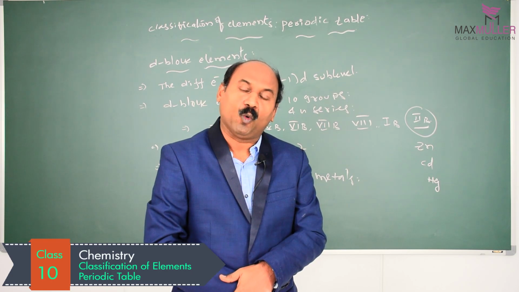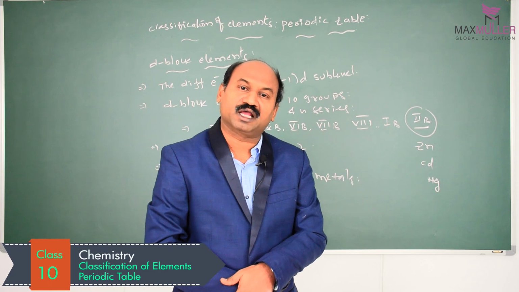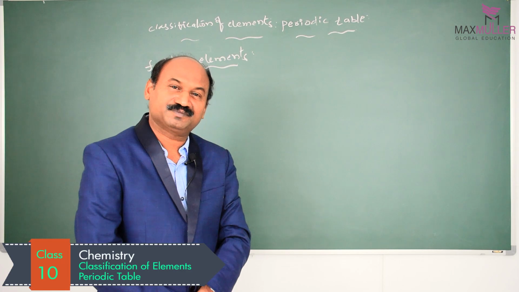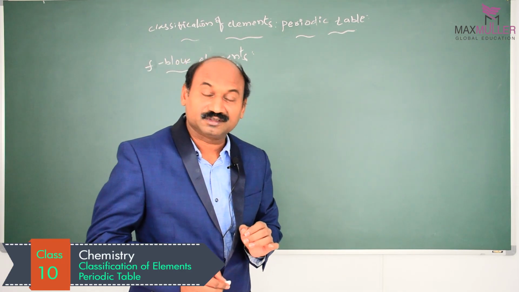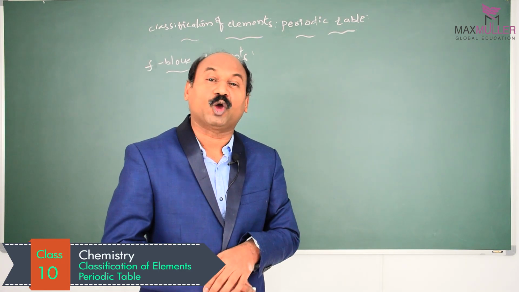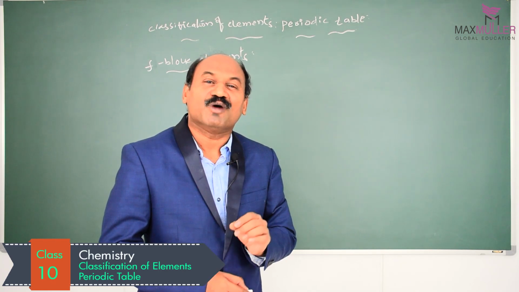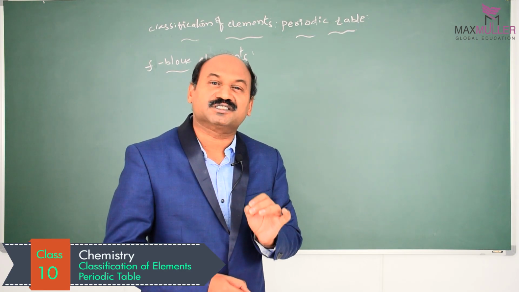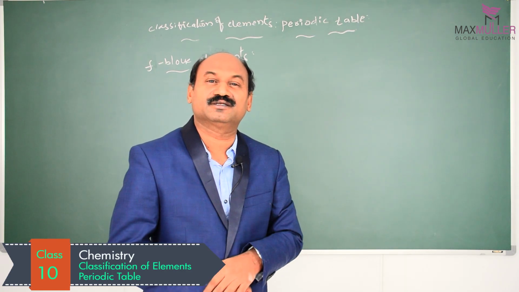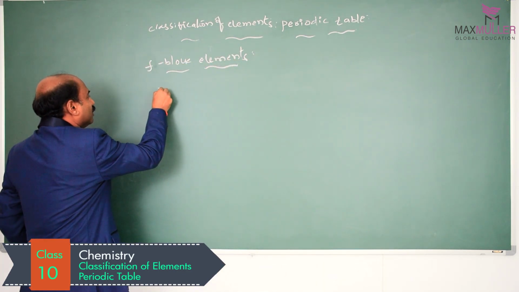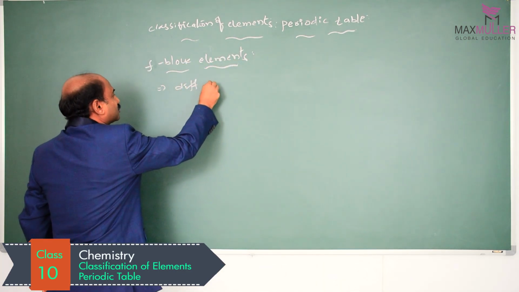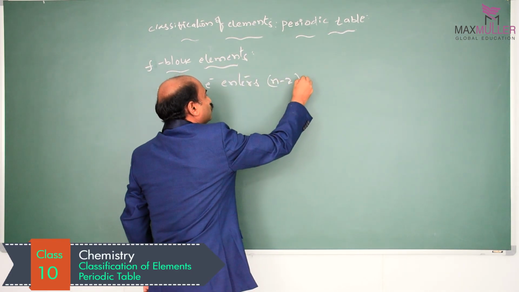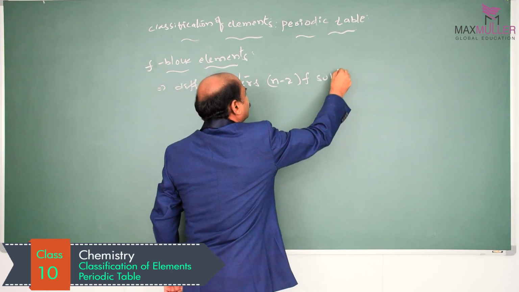Now, we are going to discuss f block elements. Now, coming to f block elements. In these elements, again, the differentiating electron goes into the n-2 f sublevel. That means the f sublevel is present in the antepenultimate shell. So here the differentiating electron enters the n-2 f sublevel.